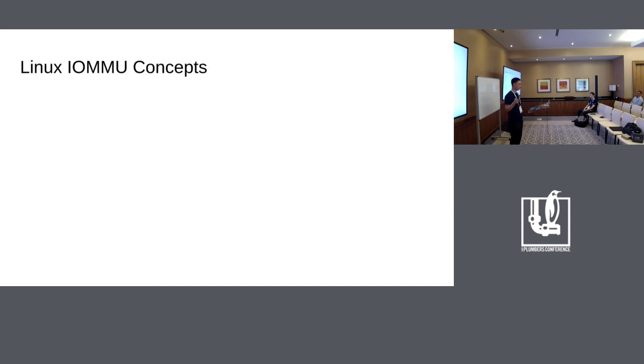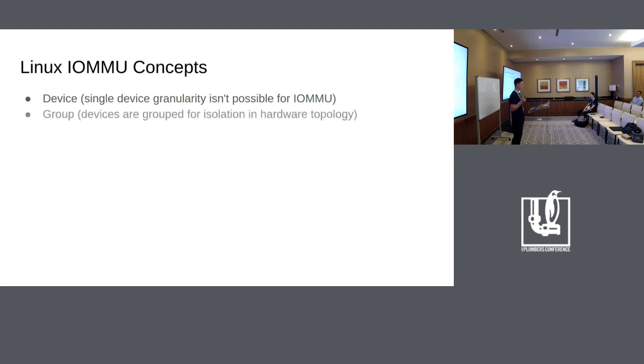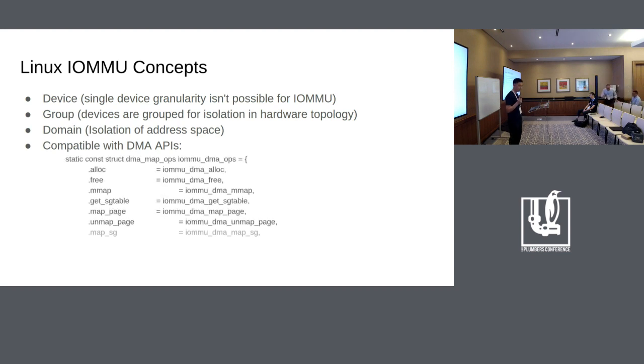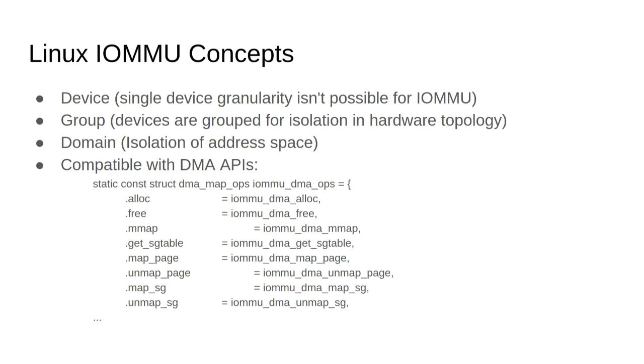Let's see some IOMMU kernel driver concepts. A device is a single device; it is not a possible granularity for the IOMMU. A group is the minimum isolation in the hardware topology. That means several devices connected in hardware to one group, and this is the minimum granularity. A domain is the isolation of an address space. That means you can configure any group to any domain. The kernel DMA APIs are very nice. If you write your driver and use the correct DMA API, there is not a lot of work you need to do. Maybe just configure the right DTS, then you can use the IOMMU with your old drivers.